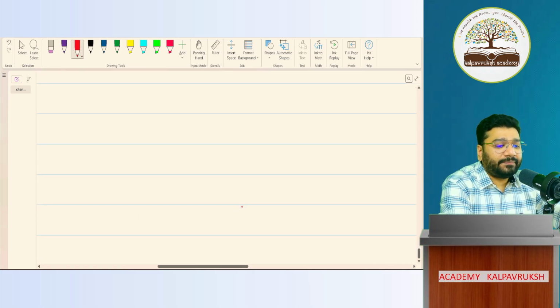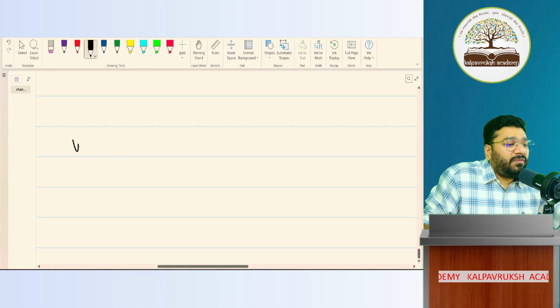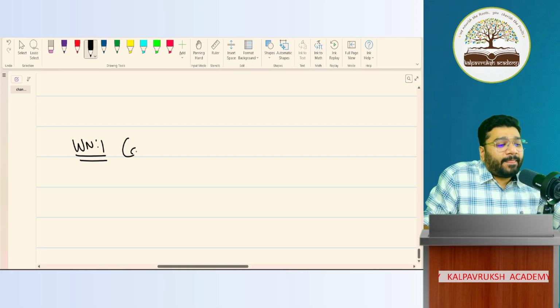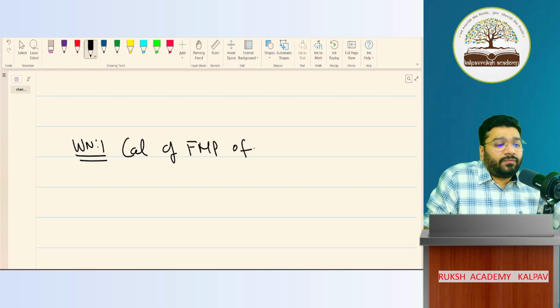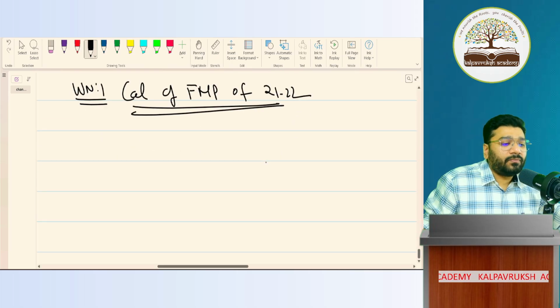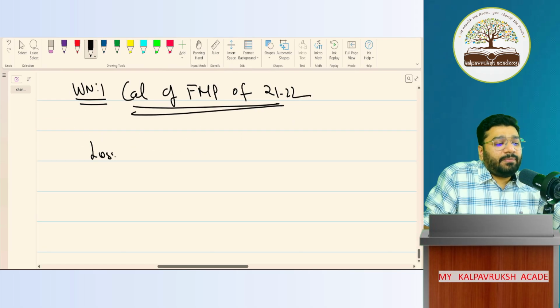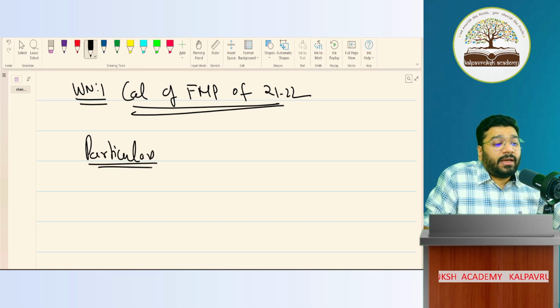So write the heading. Working note 1. Calculation of future maintainable profit of 21-22. 1 year alone. Loss is given, people. How much? Before that, sorry, write the heading Particulars and then Rupees. It is loss, people. How much is the loss? 70,000.